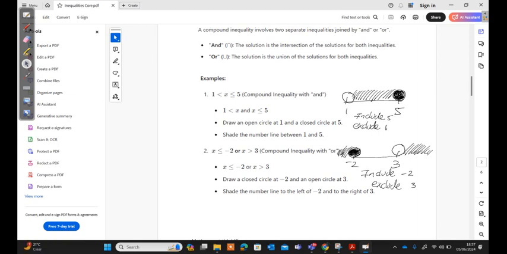So when we have greater than 1 and less than or equal to 5, we're actually excluding the 1 because we don't have the equal, and we're including the 5. So I've written it here: include 5, exclude 1. And when we're including the 5, we need to consider it, so that's why I'm shading it.